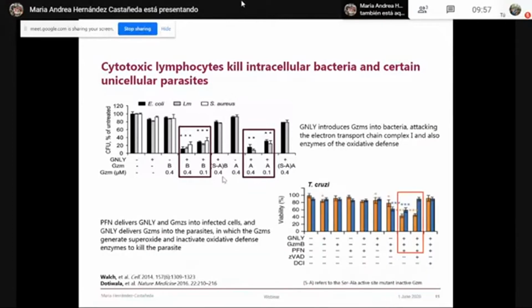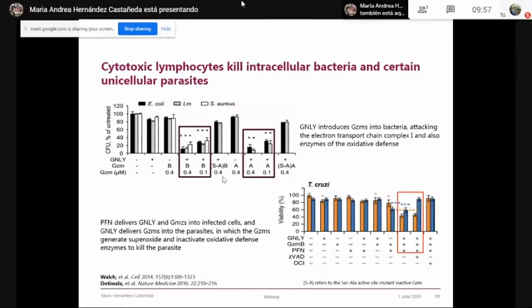In the case of unicellular parasites, for example Trypanosoma cruzi, they concluded that it's perforin which delivers granzyme into the infected cells, and then granulysin delivers granzyme into the parasites. And there, the granzyme again generates superoxide and inactivates oxidative defenses to kill the parasite.